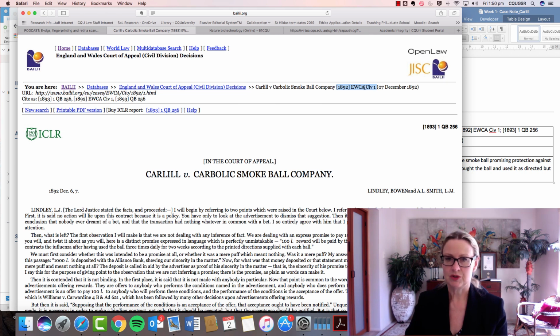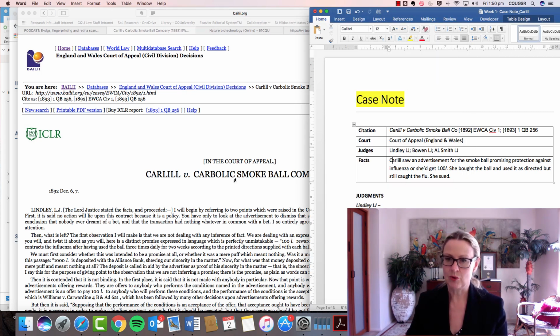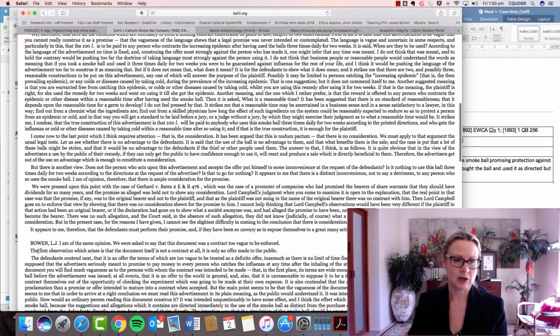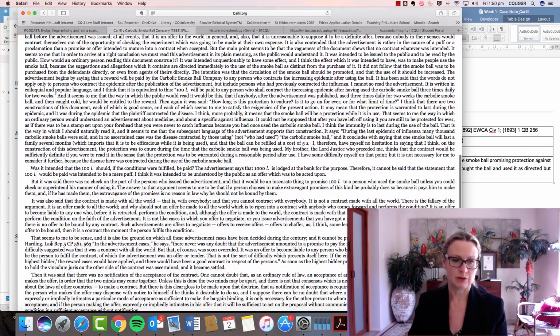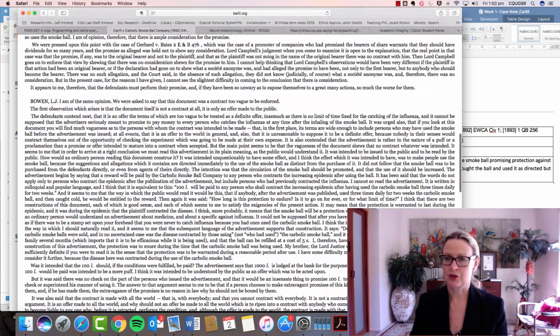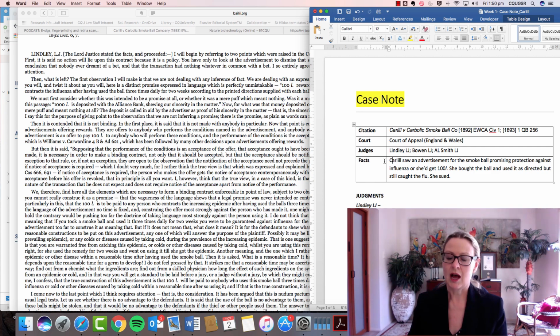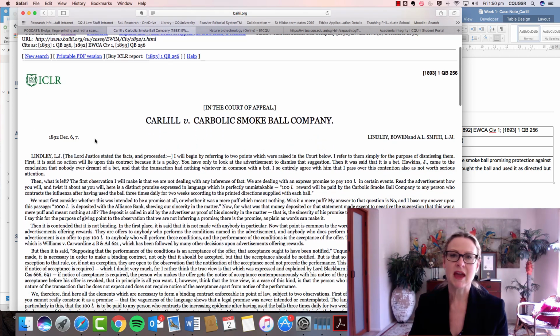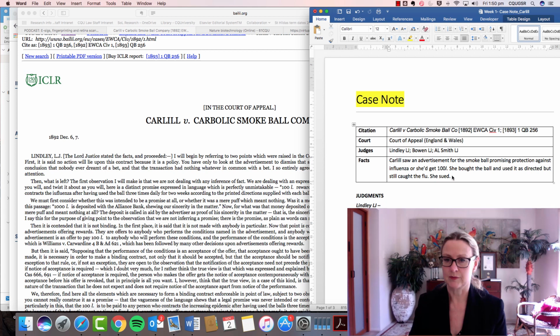You need to know that EWCA stands for England and Wales Court of Appeal. And then you head on into looking for who are the judges. So you can see here, Lindy's the first one, Bowen, and then down the bottom, good old Smith. Okay, so you pop that into your case note. Then you just want to skim read the case and pick out the facts that you think are most important to start with. Now, you might reshape that when you come back to it, but that's what you would put in here, okay?